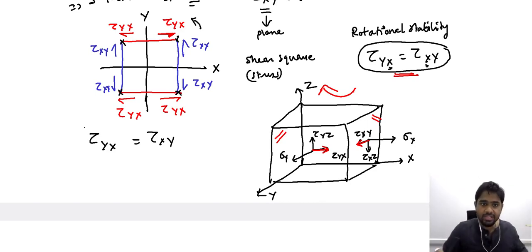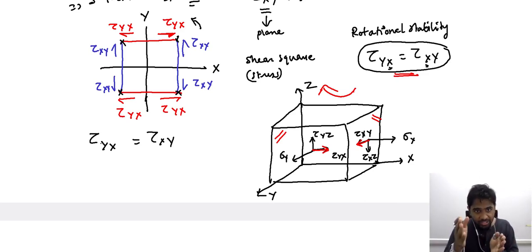When you interchange the subscript associated with this parameter tau, the value of the entire parameter remains the same. When you consider the physical significance of it, you have a combination of a plane on which the shear stress is acting and the direction along which the shear stress is acting. When you interchange the plane and the direction, the value of the shear stress is going to be the same. So this is the physical understanding of what this relation means.